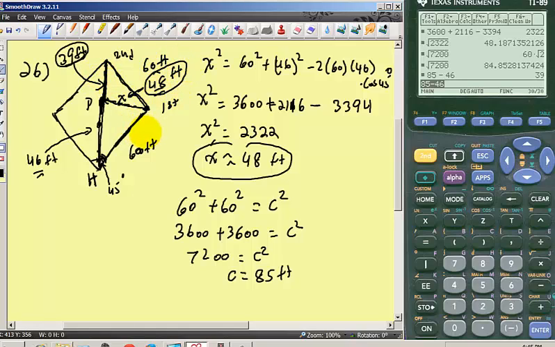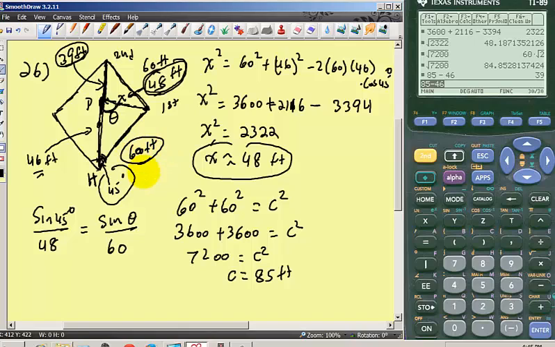Now, the third part of this is C. If the pitcher is facing the home plate, through what angle must he turn to face the first base? So that means they want me to find that angle. Since we know this angle and we know this side, we can go to law of sines. So sine of 45 degrees is to 48 as sine of theta is to 60, because that's opposite from that.